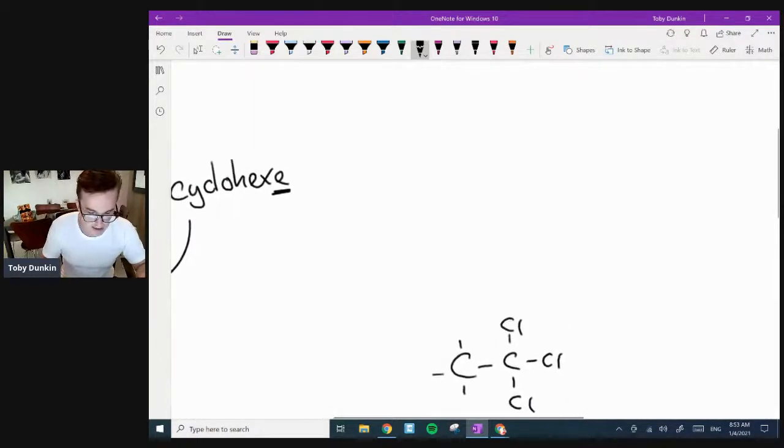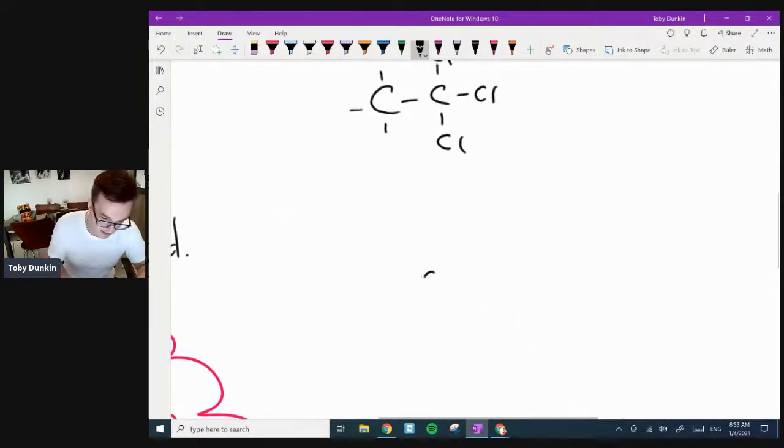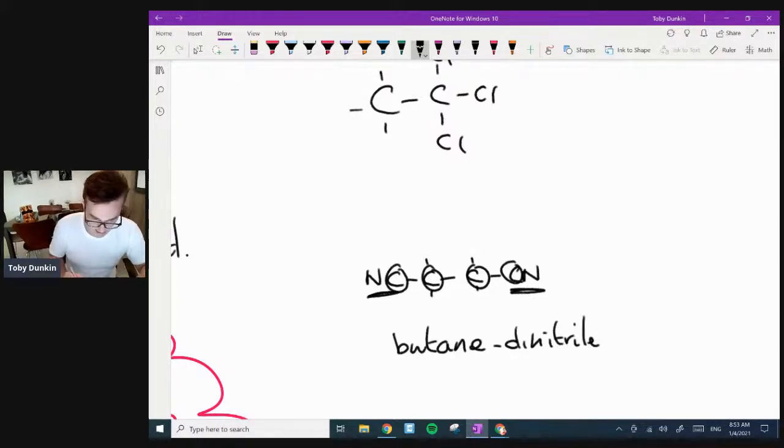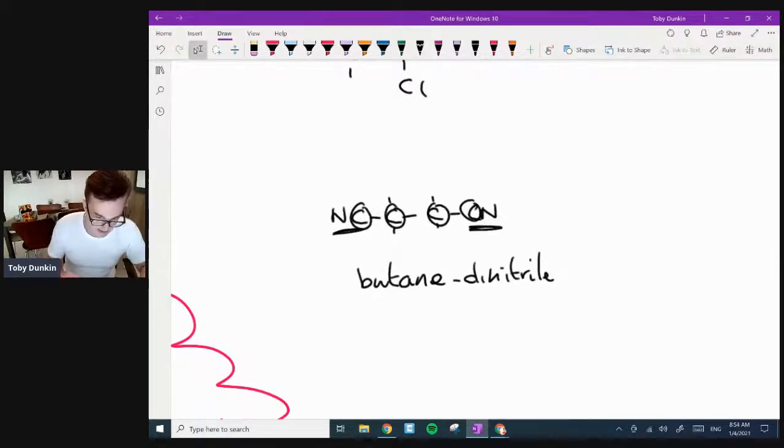Now, you actually did come across this at AS. You came across it in a dinitrile, in this one here. Butane dinitrile. So this is the nitrile ending, and there's 2 of them. This is a but because there's 1, 2, 3, 4 carbons. It's an ane, but because it's a dinitrile, the E goes back in.